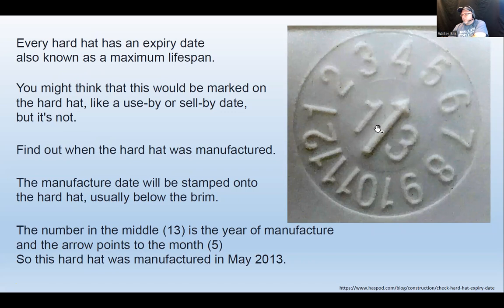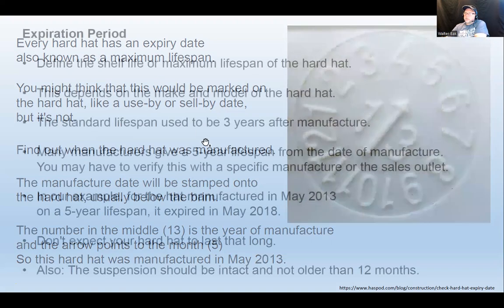And here's an arrow pointing to number 5: January, February, March, April, May, June, July, and so on. This hard hat was made in May of 2013. So now you know when the hard hat was made. That's useful information.